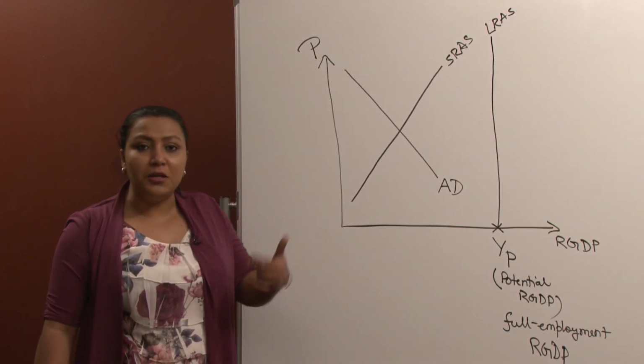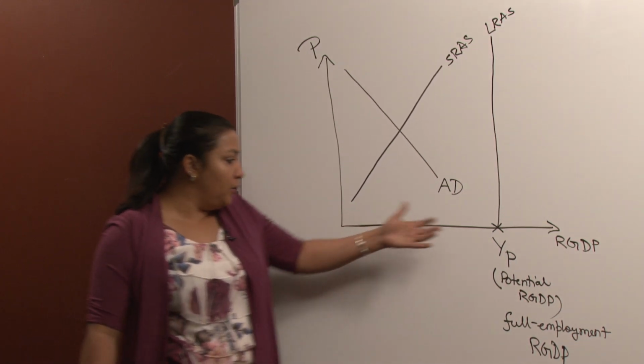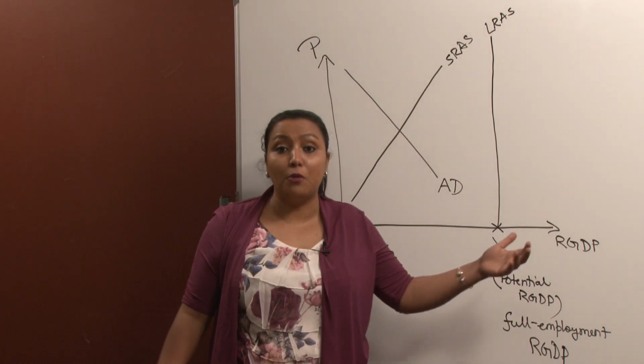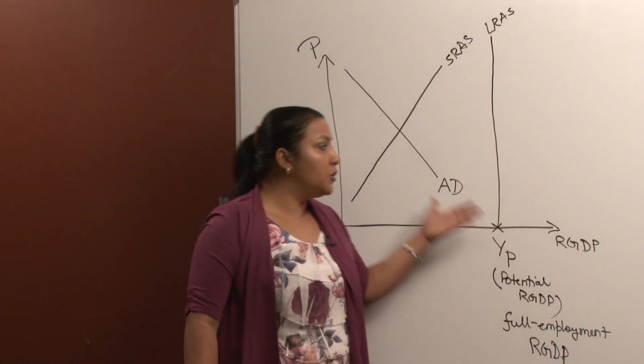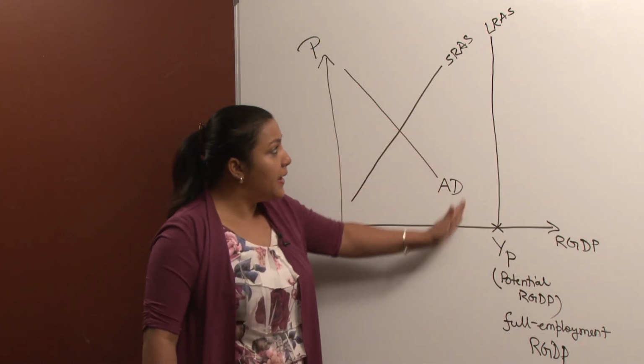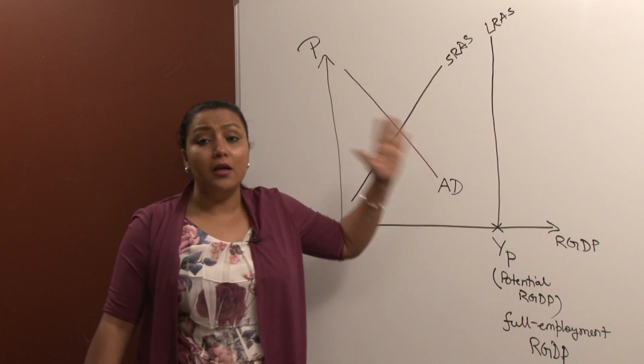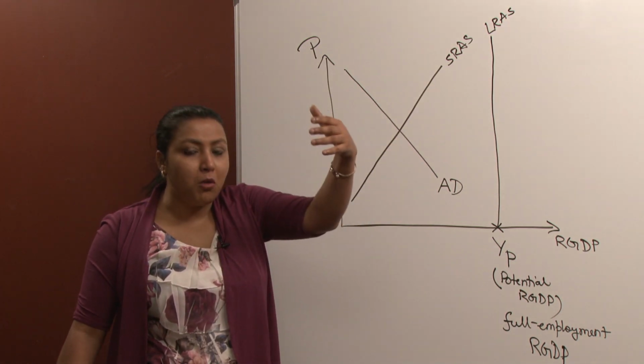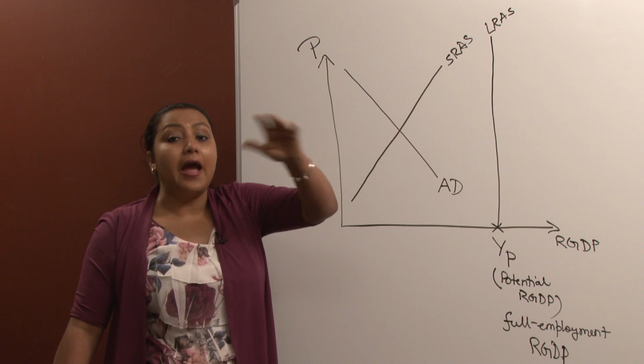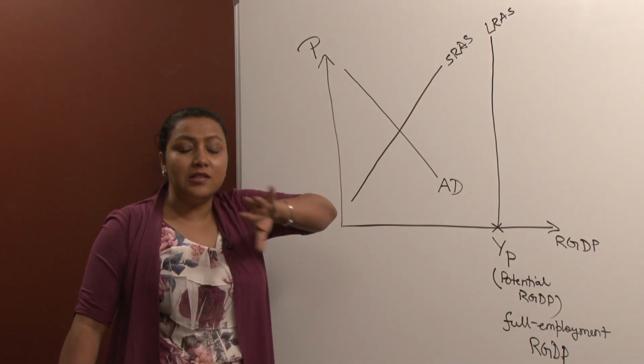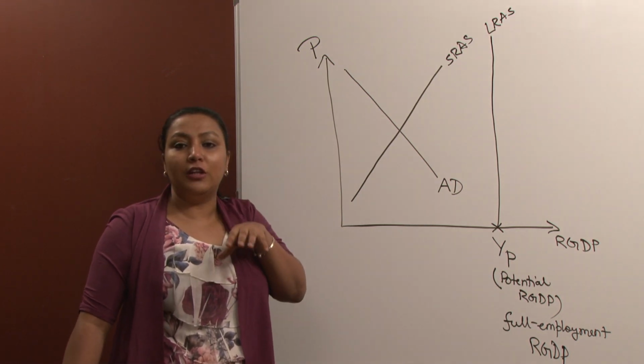Then the next question that could come up is, why do we need to talk about a situation that is hypothetical? We need this because this YP and the long run aggregate supply basically give you a benchmark, a yardstick, and help you to analyze and understand the current situation of the economy.